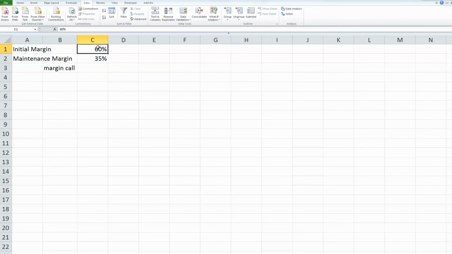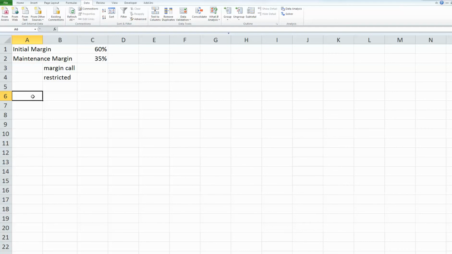But if your margin percentage falls below initial but remains above maintenance, your account will be what they call restricted, which simply means that you can make trades, but you have to put up 100% of the purchase price until your percentage equity gets above 60%. I had actually meant to discuss that in the previous video, but I forgot.